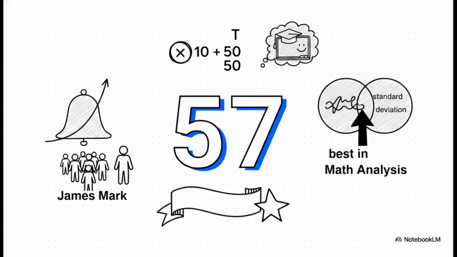When we do the math, James Mark's t-score in math analysis calculates out to exactly 57. So despite his raw numbers looking pretty similar across different classes, the standard deviation and t-scores prove mathematically that his true performance relative to his peers was unequivocally the best in math. This kind of data is exactly what prevents unfair grading based on one overly easy or overly difficult test.